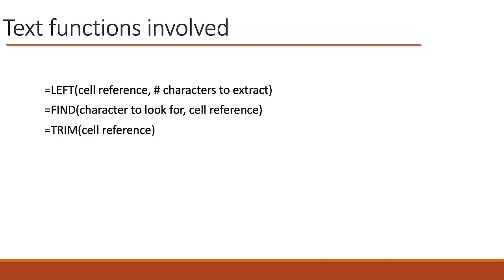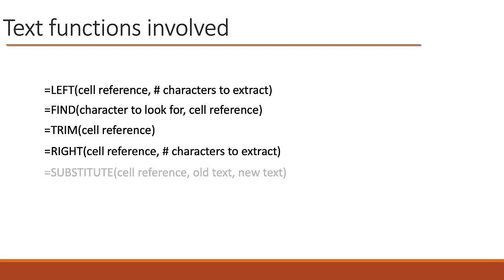The TRIM function will trim off empty spaces at the beginning or the end of a piece of text. The RIGHT function is kind of a tease because you give it a cell reference and how many characters you want to get back, and it'll start on the right and go to the left for that many characters. But that's all it does. It extracts. There is no ability to find anything with the RIGHT function. The SUBSTITUTE function also does just what it sounds like. You tell it, here's the cell I want to look at, what's the old text that I'm looking for, what's the new text I want to substitute with.